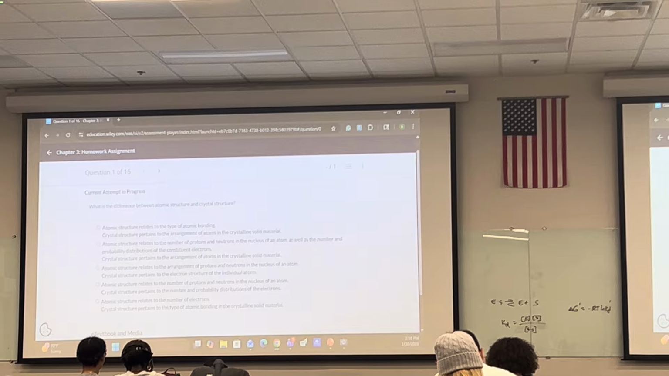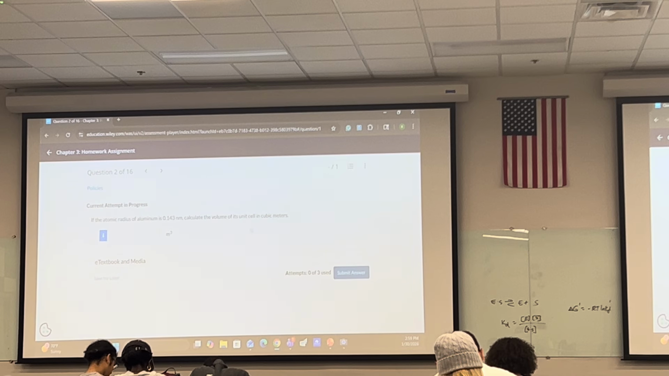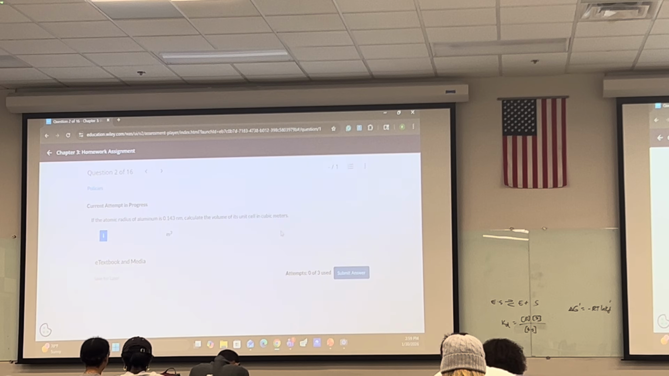So now if we move on to, I think number 2, where we have some more math. I think you guys did pretty well on this one, but we'll go ahead and go over the math on this one. So if the atomic radius of aluminum is 0.143, calculate the volume of the unit cell. So this is kind of what we've been going over earlier today. So again, gold and aluminum should be FCC.